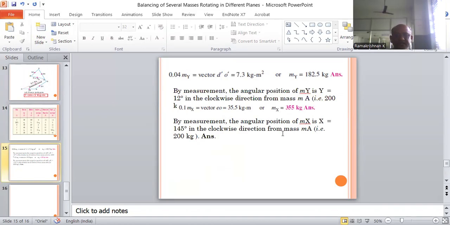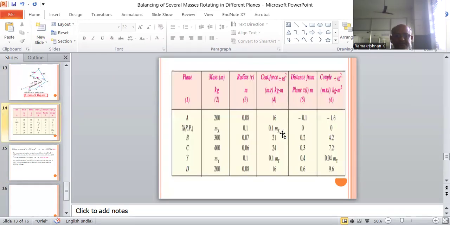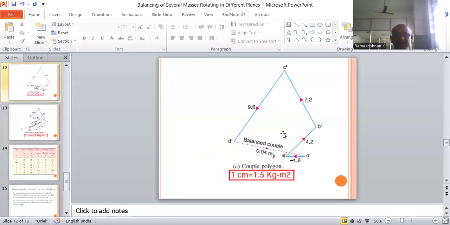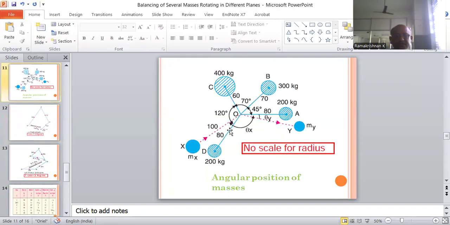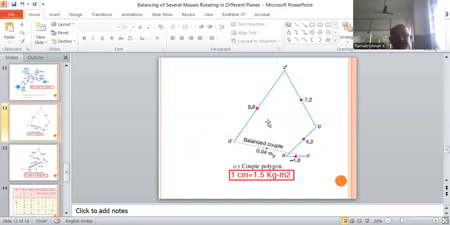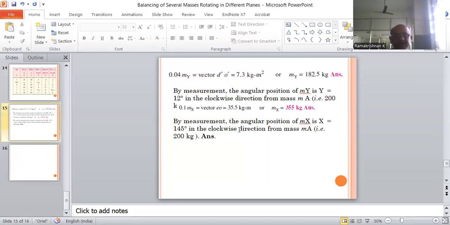Now we can incorporate these two angular positions, that is, of plane X and the mass my. From the vector and the couple polygon diagram, we can draw the angular positions. Now the angular value can be calculated. By measurement, the position of the plane X mass is 15 degrees in the clockwise direction from the mass Ma.